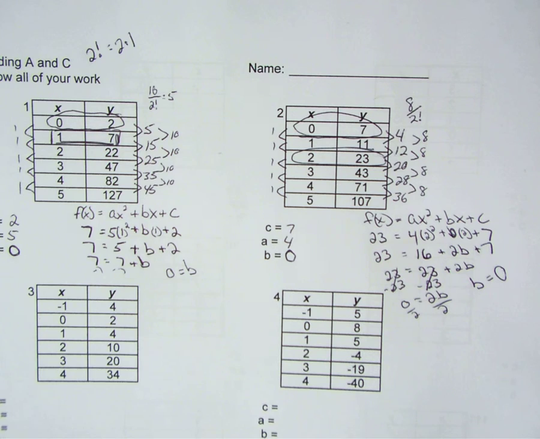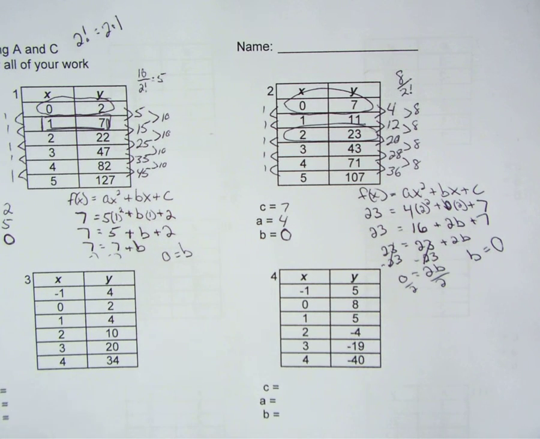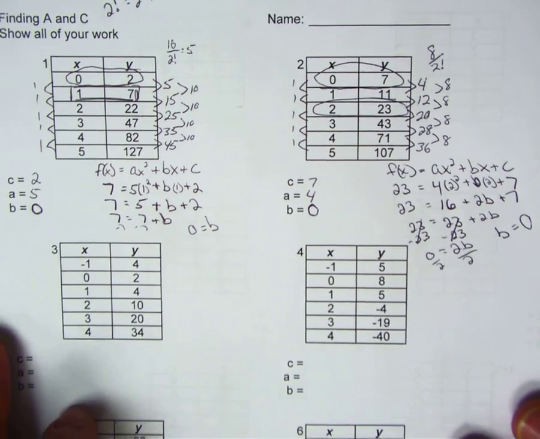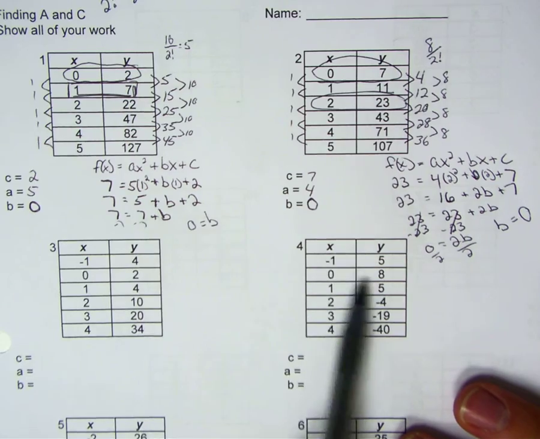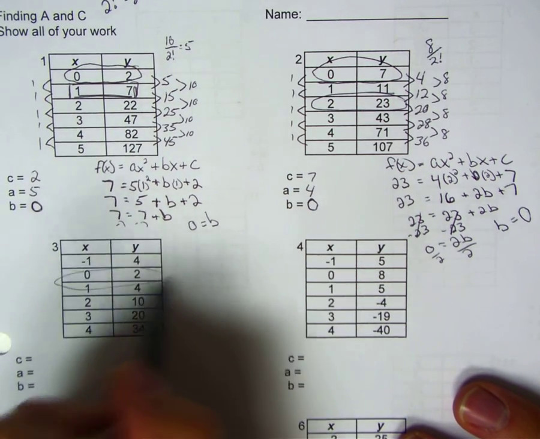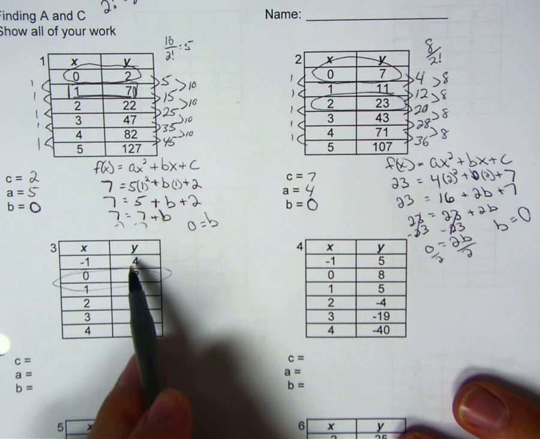All right. You're not always going to get b equal to 0. In fact, in numbers 3 and 4, you will get b equals 0. So think about why you would get b equals 0 there. Okay. When you look at numbers 3 and 4, all right, you can see that the y-intercept is (0, 2), and it's symmetrical about the y-axis.